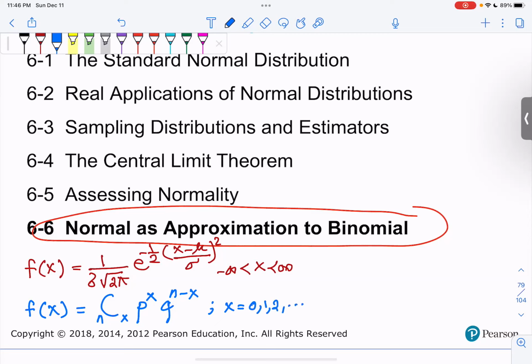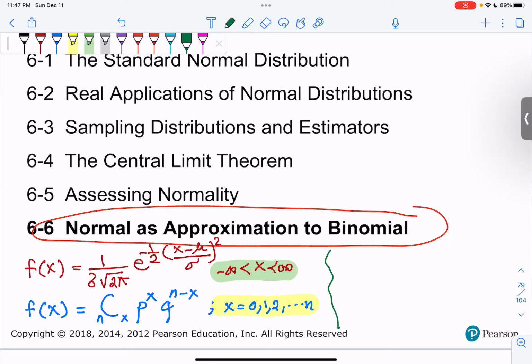So note that here, for normal distribution the random variable is continuous, and for binomial distribution the random variable is discrete. This is very important.